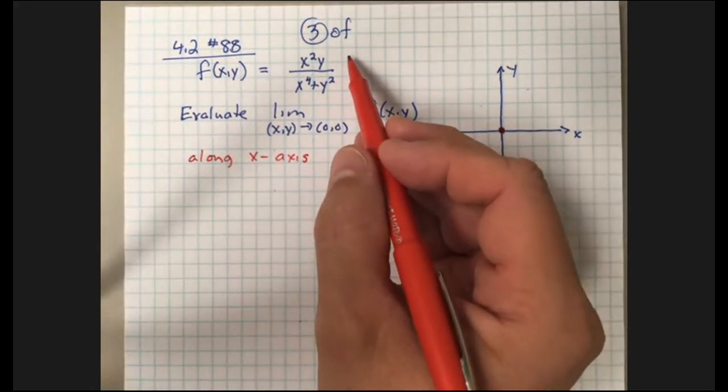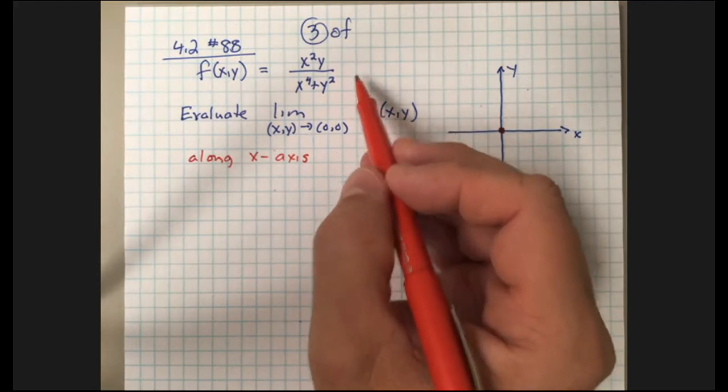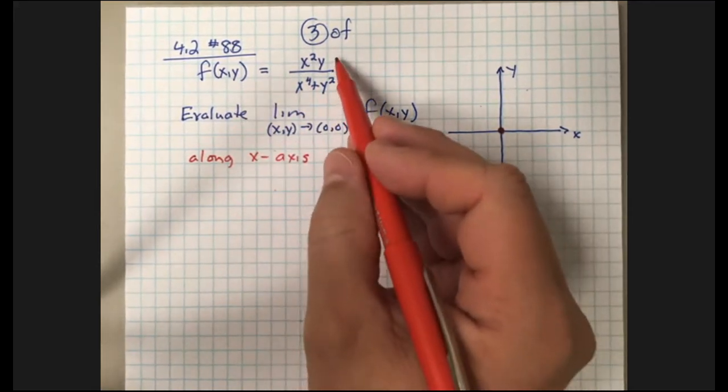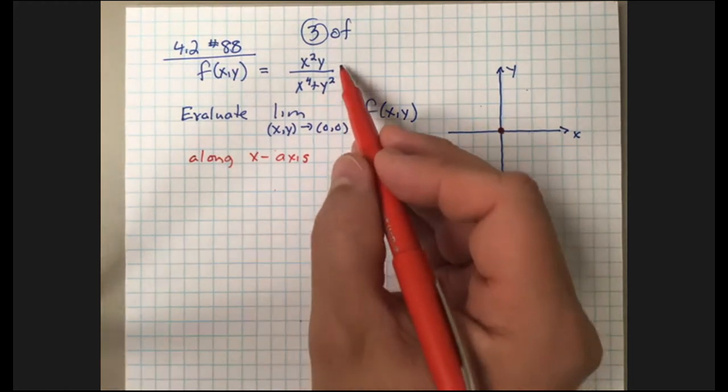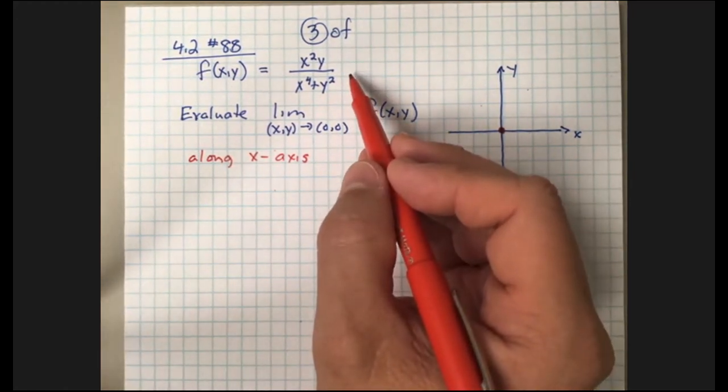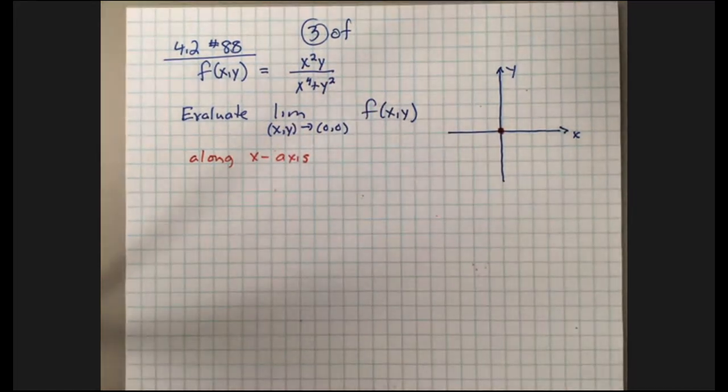This is not a constant divided by 0. This is 0 divided by 0. If I evaluate both of these, numerator and denominator, both have well-established limits. But 0 divided by 0 is not defined. And in fact, 0 divided by 0, you learn in your calculus experience, can be almost anything. That's what we call indeterminate.